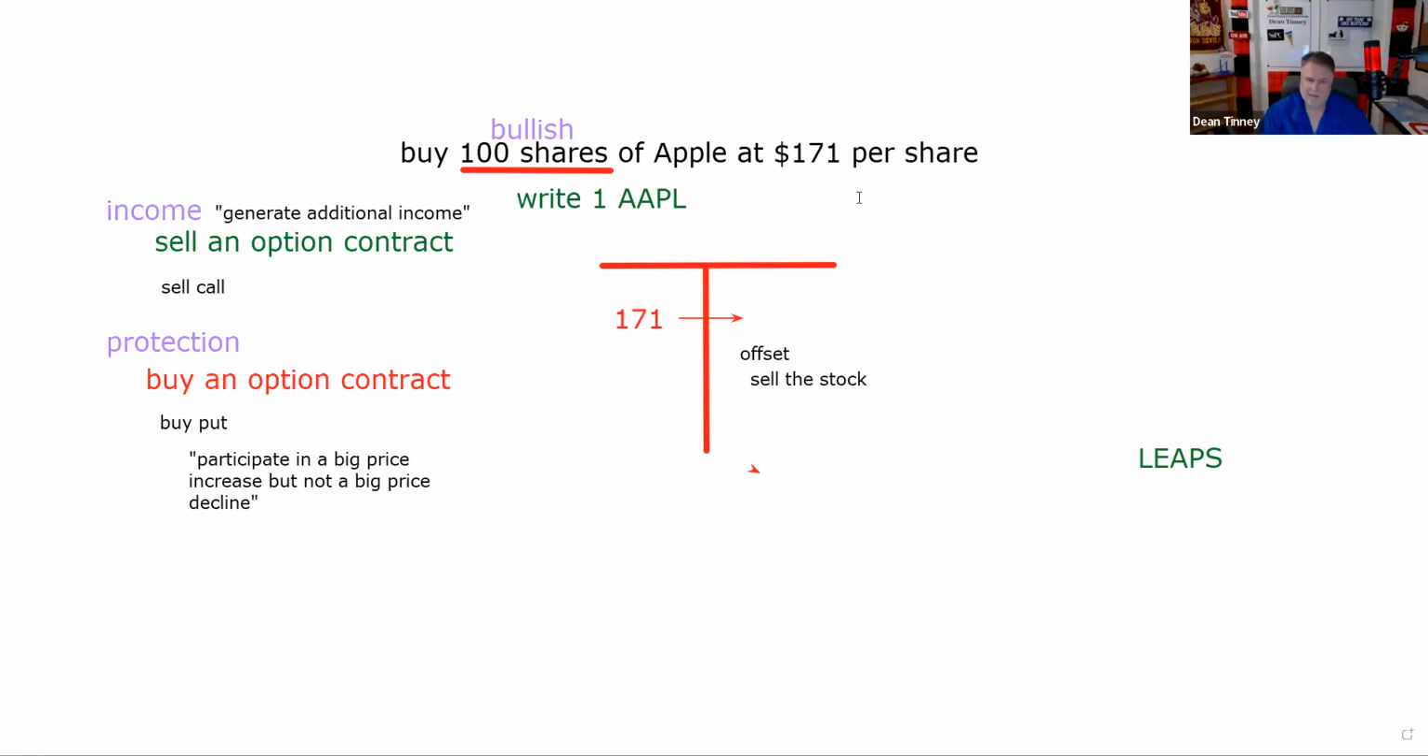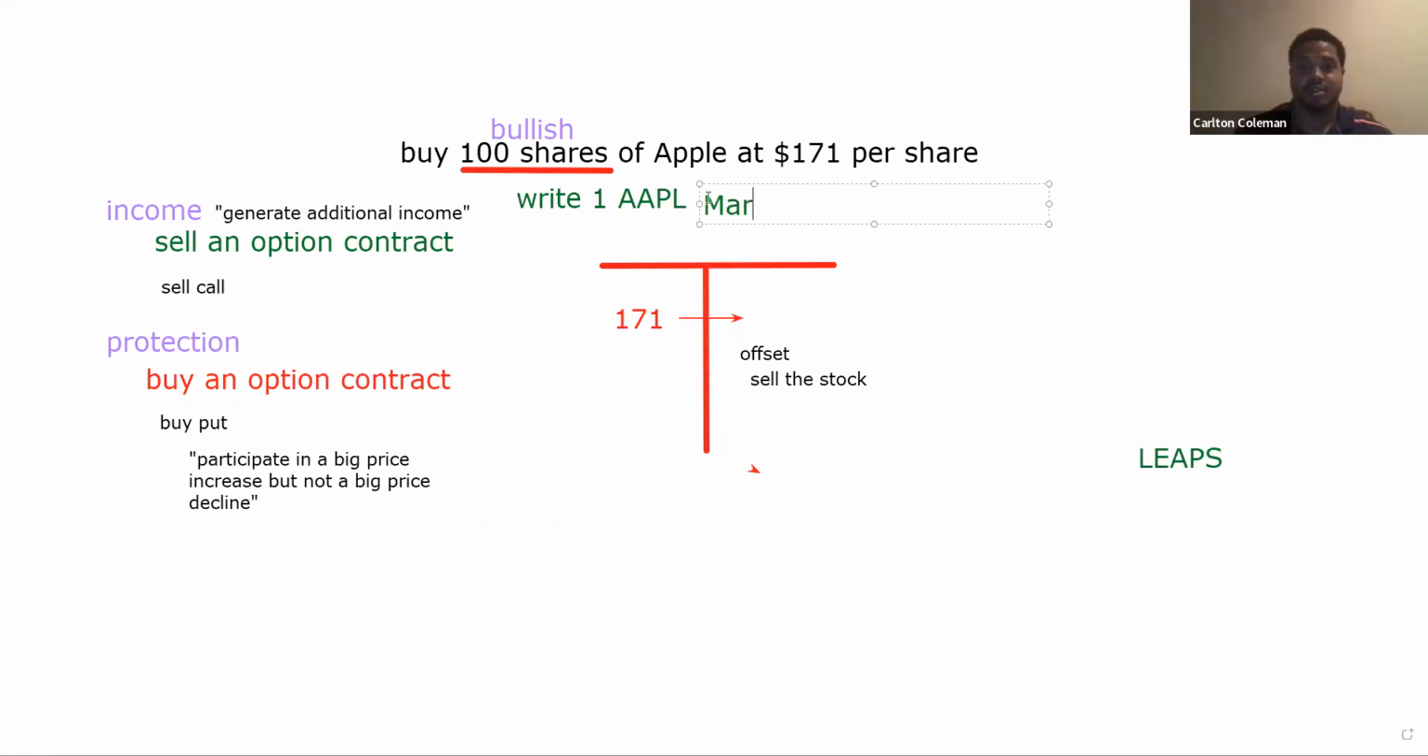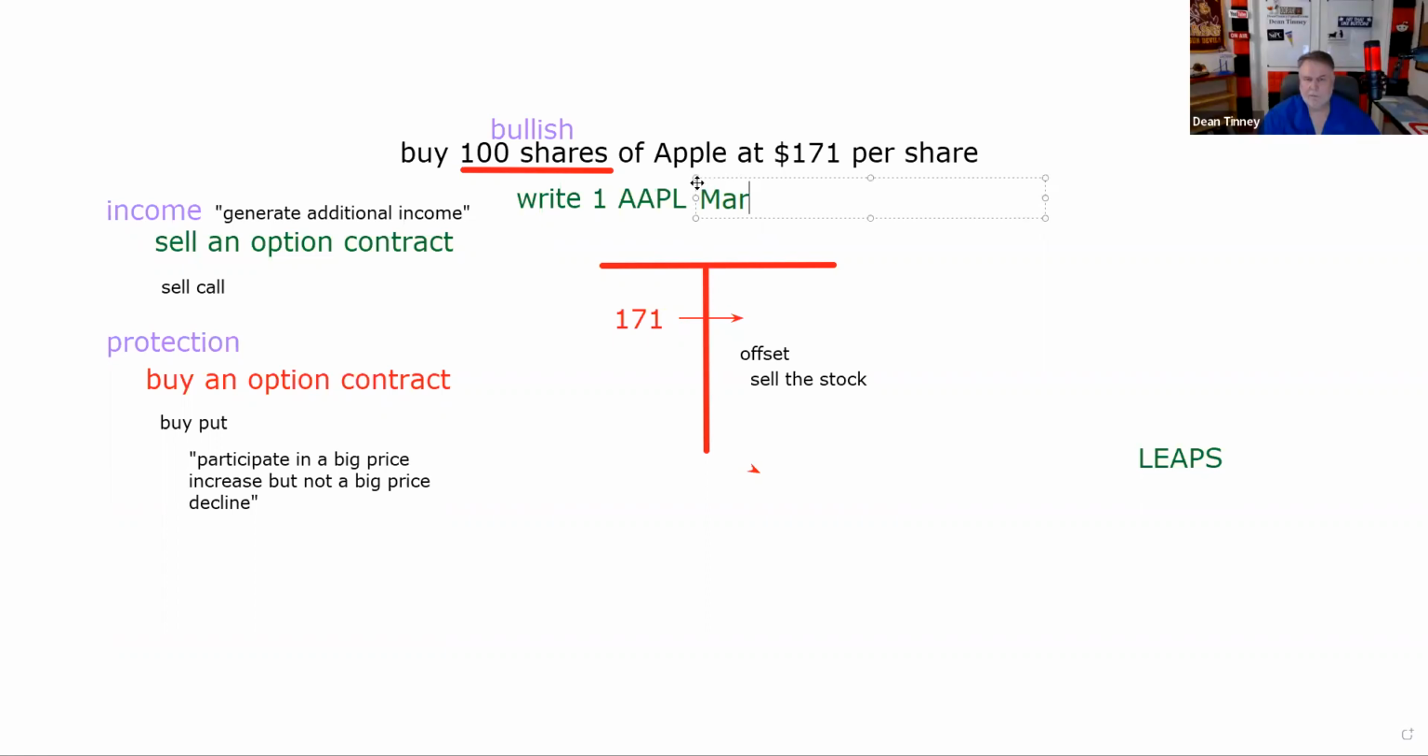So, one Apple. Let's say we go for, what is this? This is August. Let's go for the March of next year. That'll still give us some big money. I'll get that in there. This is really an important decision, my friend. We're going to agree to give up the stock at the strike price. And so the disadvantage of this strategy is we're not going to participate past the strike. So the more bullish we are, the higher the strike we're going to write.